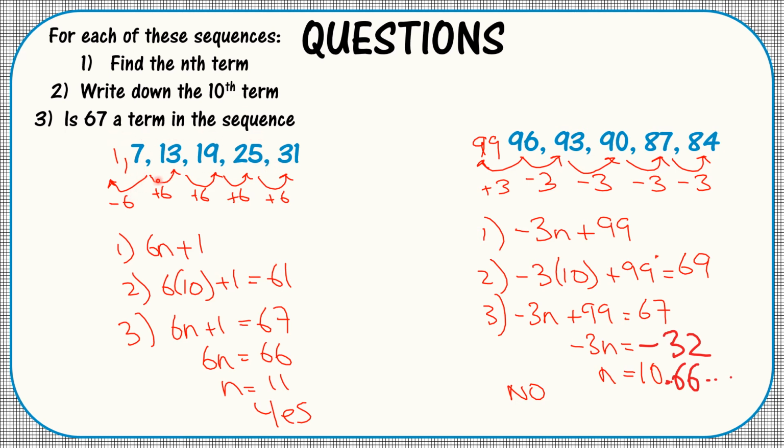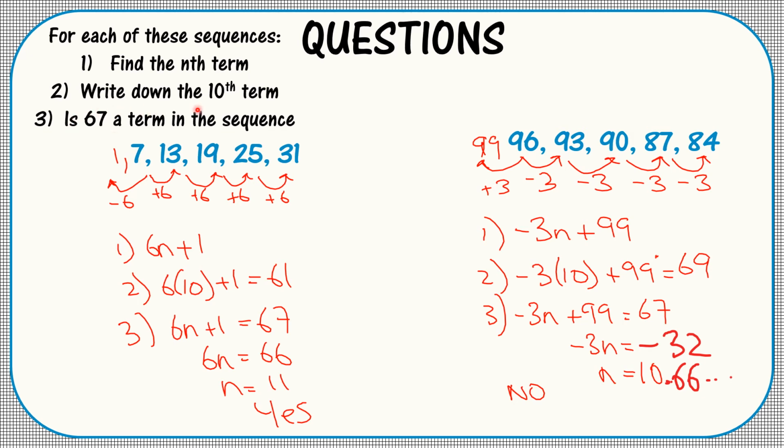As we've done previously, you lay it out like this. How do we get from 7 to 13? You plus 6. How do we get from 13 to 19? We plus 6, so on and so forth. That's the number we put in front of n. That's how we got 6n. You go back 1, so 7 minus 6 equals 1. So the nth term will be 6n plus 1.